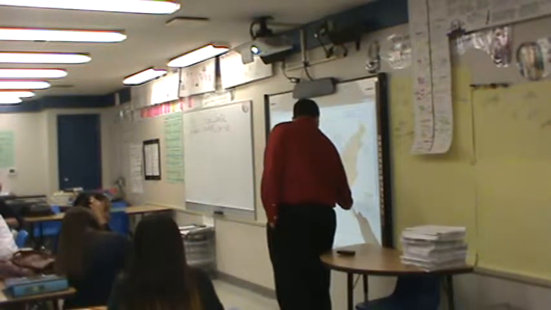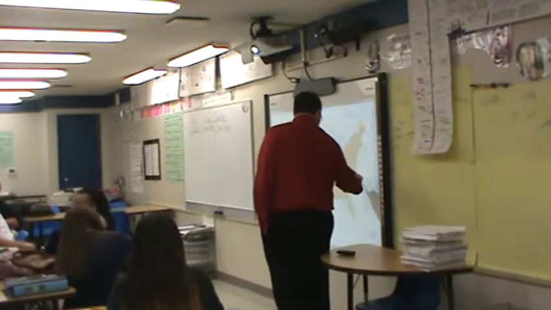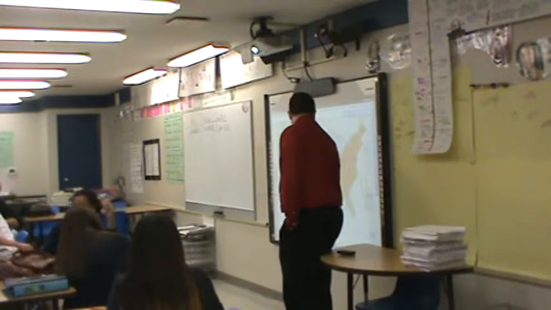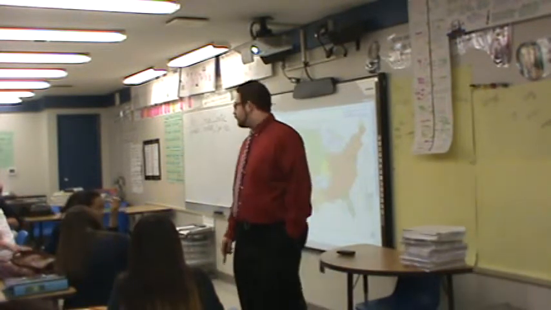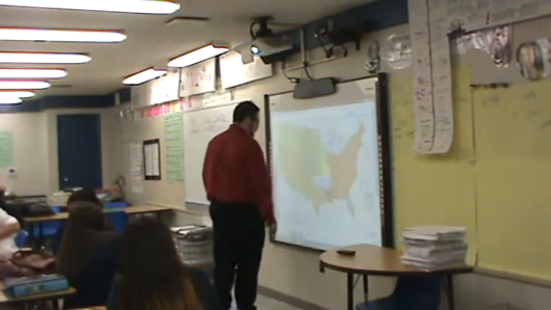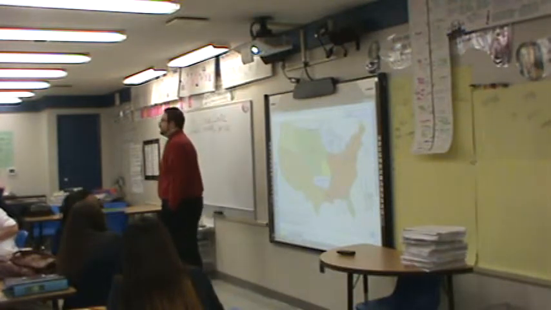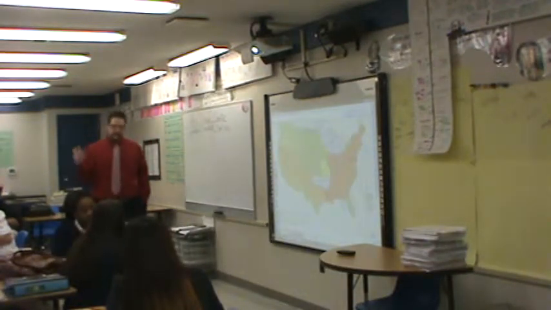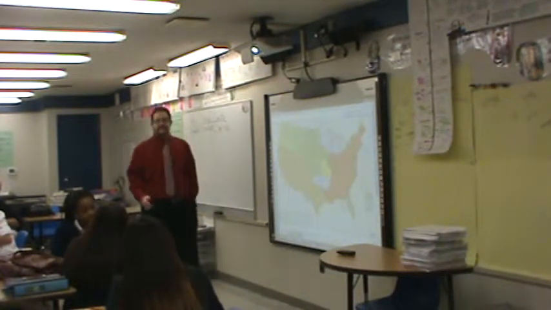Tennessee, North Carolina, Georgia, Alabama, Mississippi, Indiana. Count them. 1, 2, 3, 4, 5, 6, 7, 8, 9, 10, 11. In 1819, there are 11 states in the North and 11 states in the South.